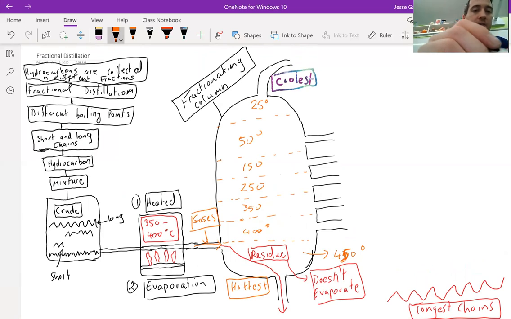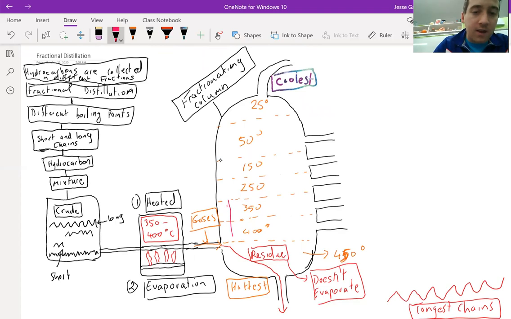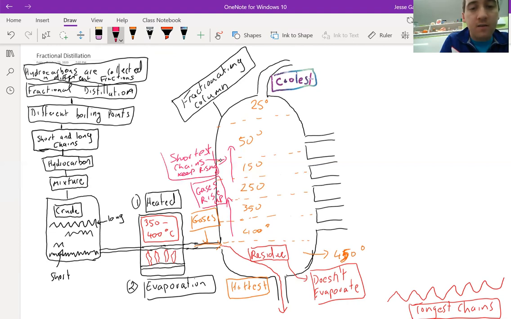Now what's going to happen is that when the gases get into the column, they're going to rise up. So the gases rise up the column. So which ones keep going up the column? The ones that keep going, keep going, keep going, are going to be the shortest chain hydrocarbons. Shortest chains keep rising.